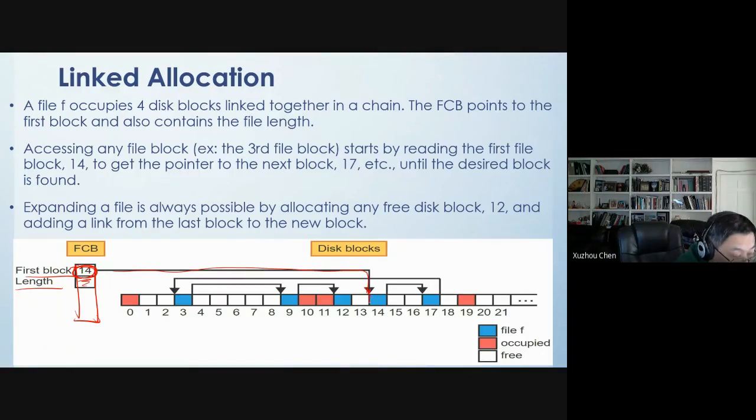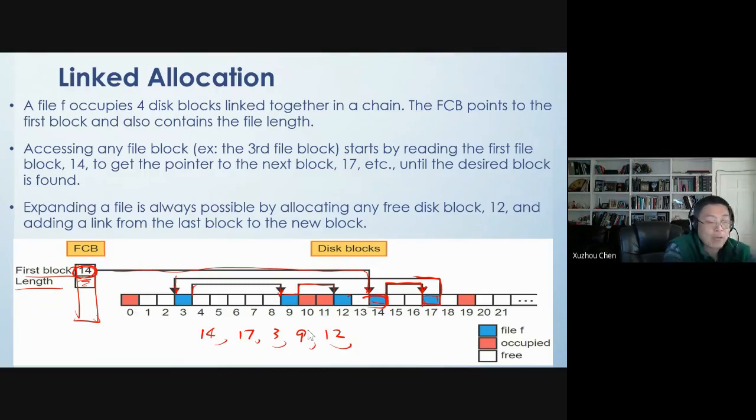Now that's the block. At the end of this block, I point to the next block. So it's 14, then 17. And at the end of 17, I point to block 3. And 3 points to block 9, and 9 points to block 12. So that means the first one is stored in block 14, the next one is 17, the next one is 3, the next one is 9, and the next one is 12.